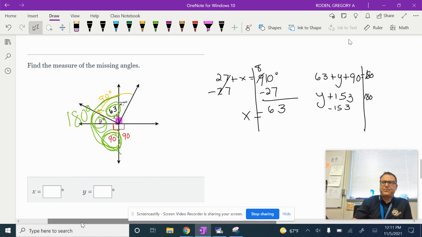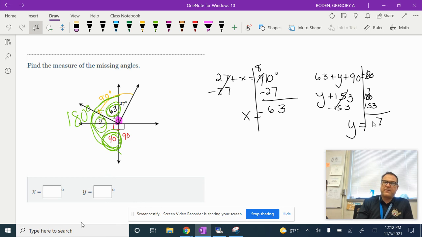Give myself some room. So now I'm going to go ahead and subtract 153 from this side. 153 cancels. So now I get y equals, let's see here. So I borrow, that's a 7. 10 minus 3 is 7. 7 minus 5 is 2. So I'm getting 27 degrees for x. And I also got 63 degrees for y.